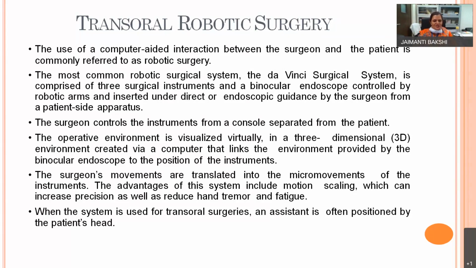The operative environment is visualized virtually in a 3D view created by a computer that links the environment provided by the binocular endoscope to the position of the instruments. The surgeon's movements are translated into the micro movements of the robotic instruments. The advantages of this system include motion scaling, which can increase the precision as well as reduce hand tremor and fatigue. When the system is used for transoral surgeries, the assistant is often positioned by the patient's head.